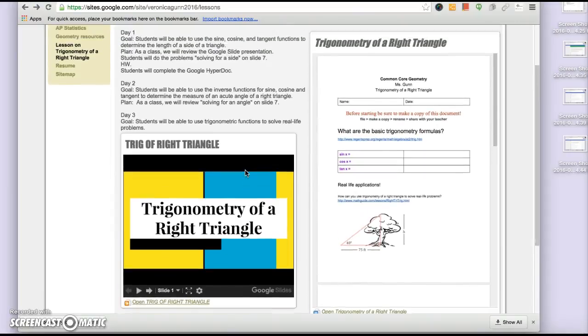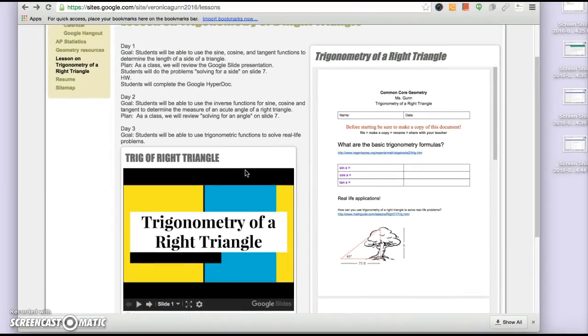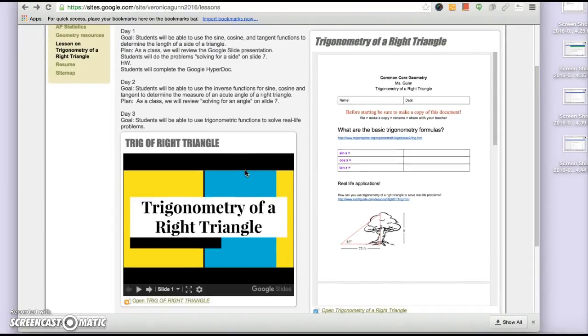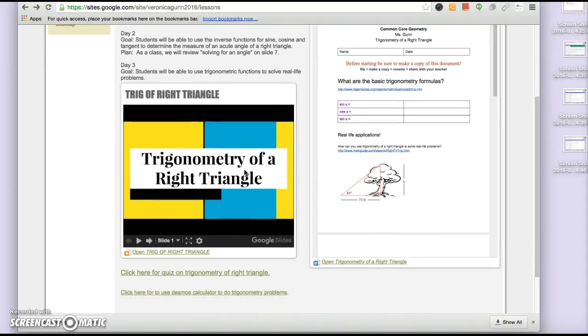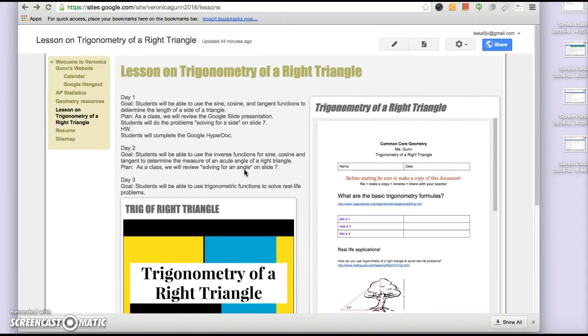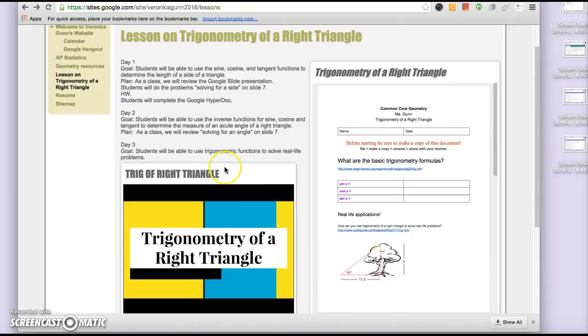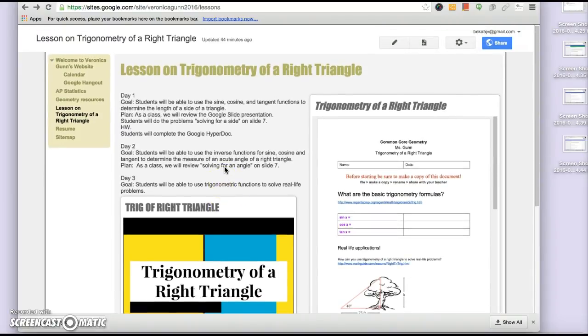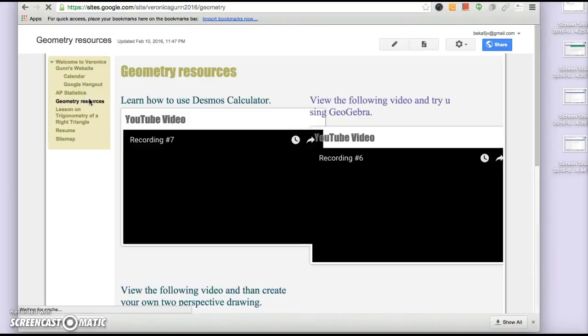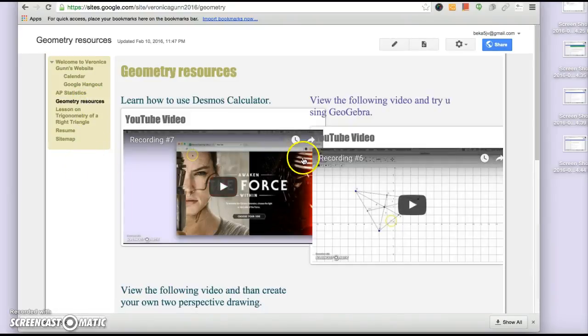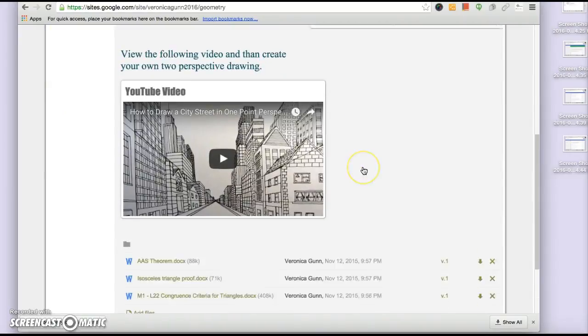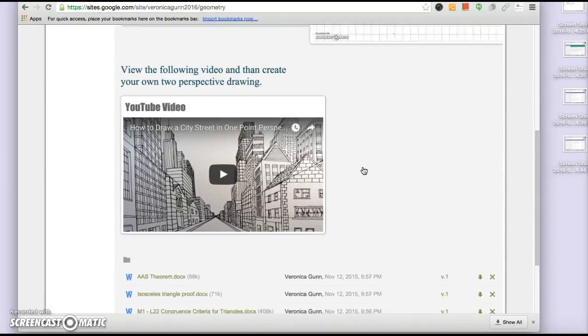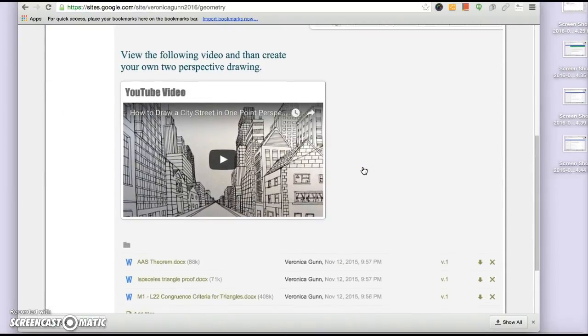So this was how I used various Google apps to teach trigonometry of a right triangle. I did assess the students traditionally with an in-class test, and it was quite successful, so I've been very happy with that. On this site, I also have geometry resources for the students to see, and here they have other videos to look at that they can use to help them with other math problems that they have.